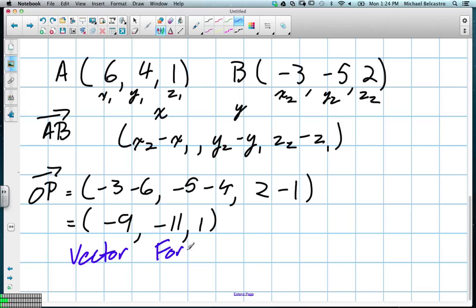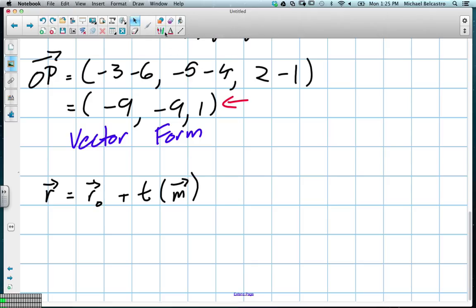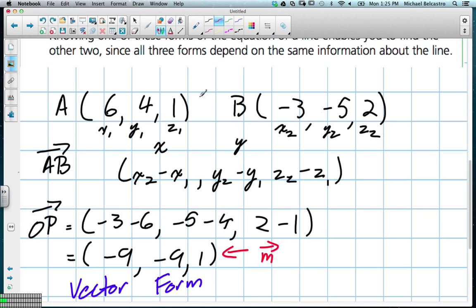Okay, so vector form. Remember, the vector form is usually written as r is equal to r naught, being a point along that vector, which in this case will be this point here, plus t, again our parameter, times vector m. Sorry, I wrote that wrong. This is our vector m, because this is our positional vector. Our point on the vector can be either A or B. Okay?